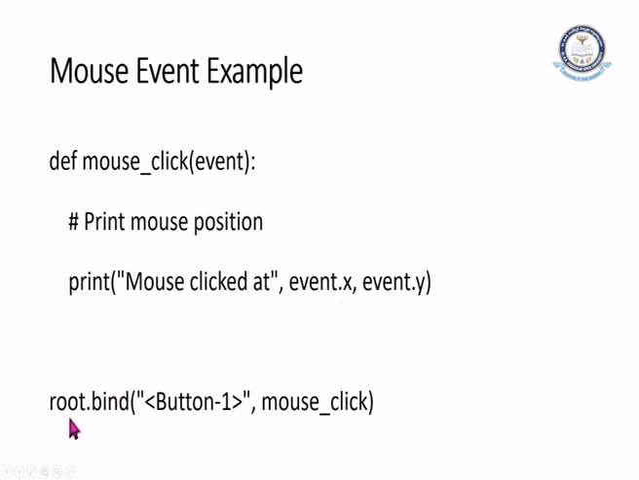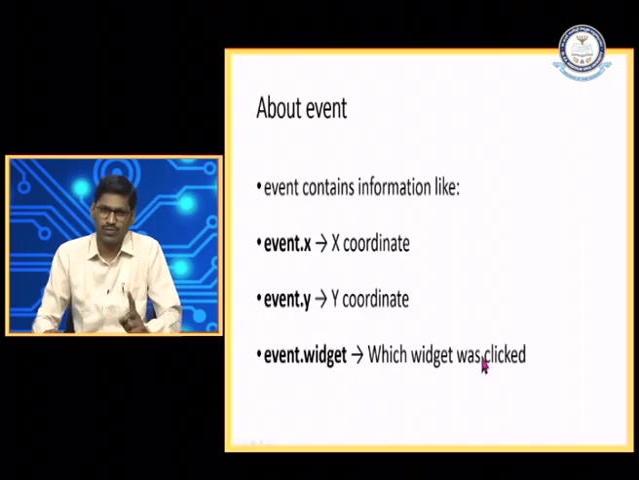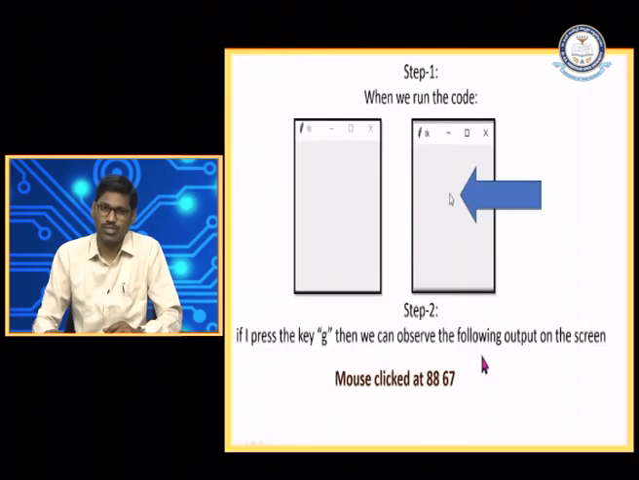Then binding: root.bind Button-1, because I am implementing left click. For that we need to write Button-1, as I covered just now, and the mouse click event. event.x is used to get the x coordinate, event.y is used to get the y coordinate. I am not implementing this, but if you want to enhance it, you can use event.widget. Which widget was clicked, you can know that. For that we use event.widget.